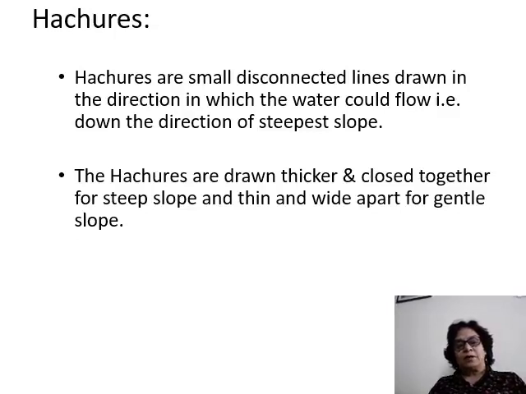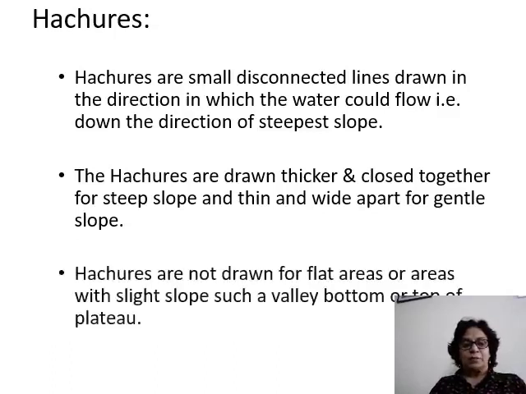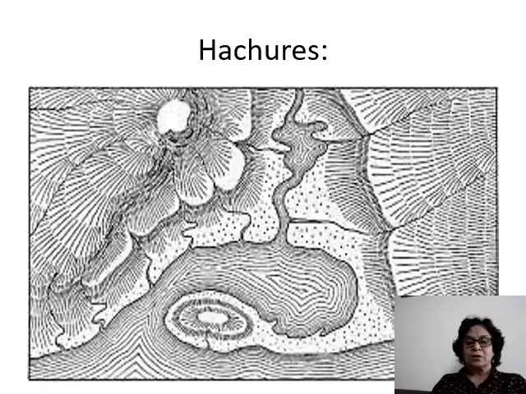They are drawn thicker when the slope is steep, and they are slightly far apart. The distance between the hachures increases when a gentle slope has to be represented. So if there is a flat area like the top of a plateau, then it can be shown as a blank space, or a valley bottom. So there are no hachures drawn over there.